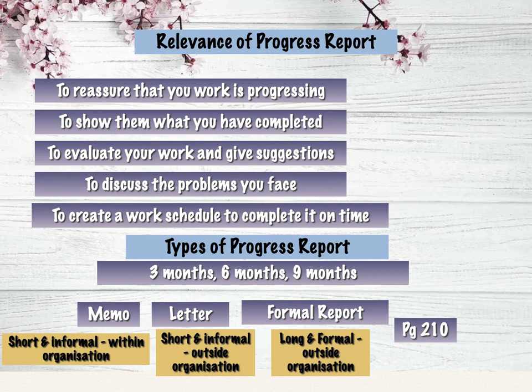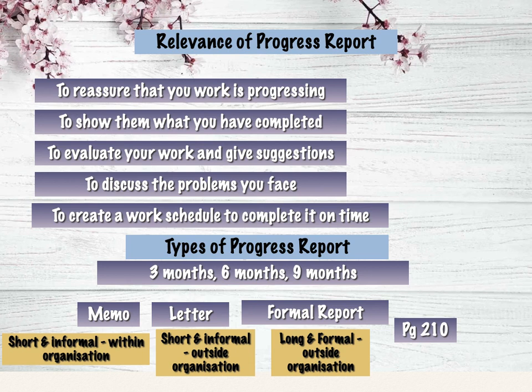Now, there are three types of progress reports. One is a memo, then comes a letter, then comes a formal report. A memo is a short and informal one which is given within the organization. A letter is a short and informal one which is given outside the organization.